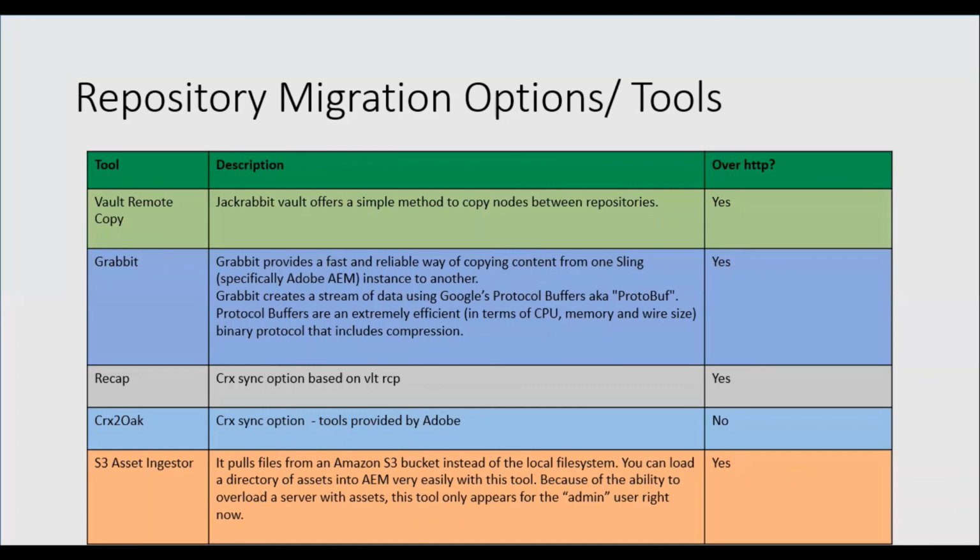There is another tool called S3 Asset Ingester. It pulls files from an Amazon S3 bucket instead of the local file system. You can load a directory of assets into AEM very easily with this tool. Because of the ability to overload a server with assets, this tool only appears for the admin user right now. This again works based on HTTP.